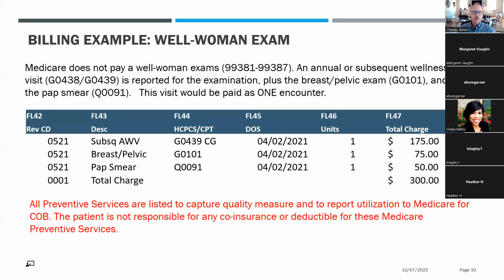These are all our standalone visits because here is what a well-woman exam would look like when properly reported to Medicare. And this is a first instance where we can easily see multiple preventive visits being reported at the same time. I clearly didn't update my dates on this, but subsequent annual wellness visit, breast and pelvic exam, pap smear, all get rolled into one visit. Notice we're not bundling the charge amounts, and I think my dollar amount's off there too. No, my dollar amount's right. So $300 in total charges on this. We'll get one encounter out of that.